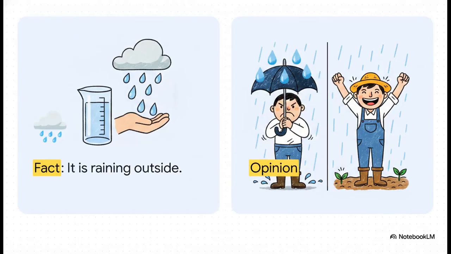Let's do a really simple weather test to illustrate this. It's raining outside. Now, that is a verifiable fact. Anyone can step out, feel the water, and measure it, right? But saying it's bad weather today, that is entirely subjective. Think about it. To a farmer in a drought, rain is an absolute miracle. One of these statements is an objective reality, and the other is just a personal feeling.